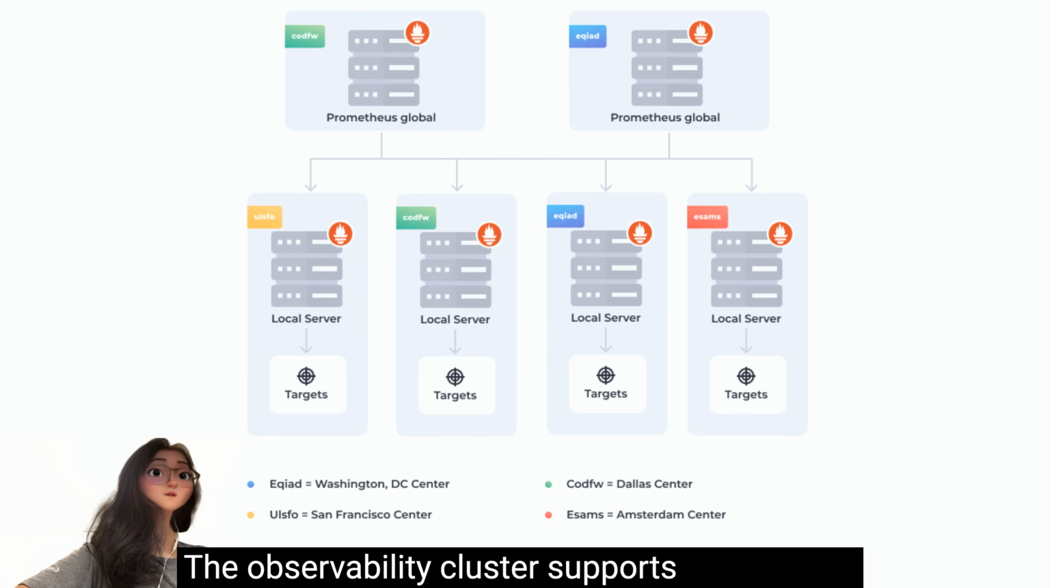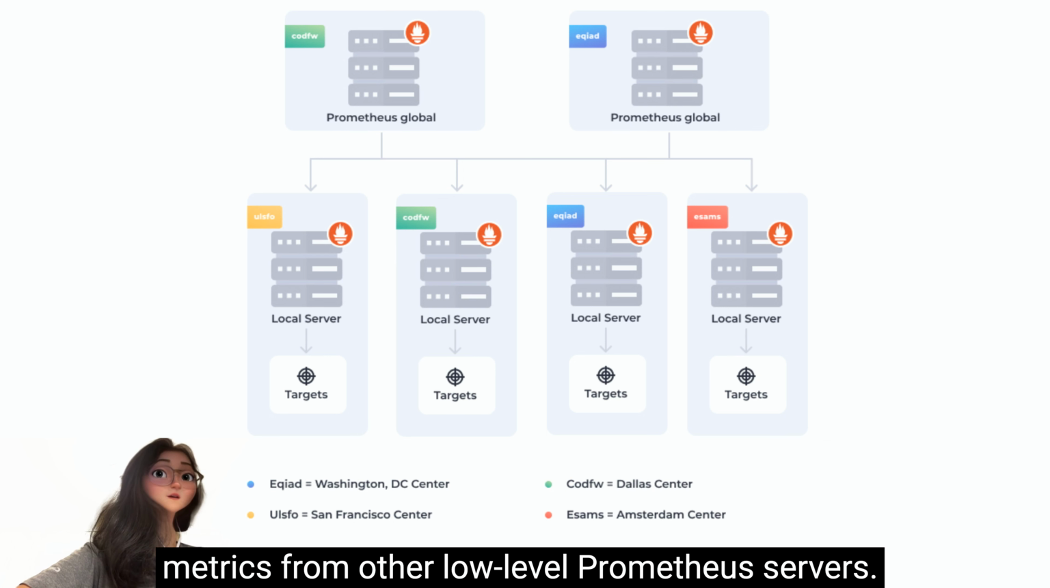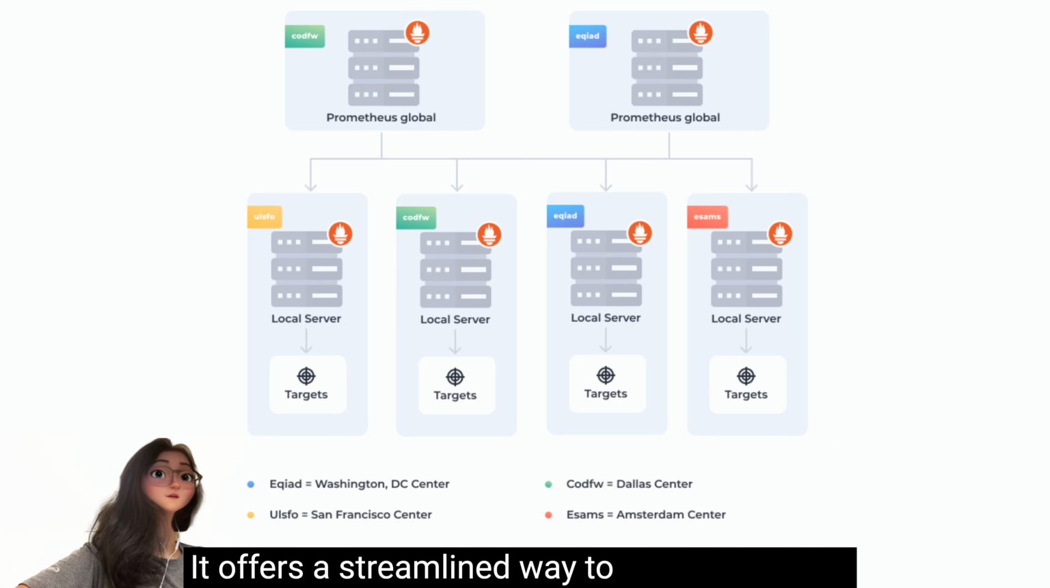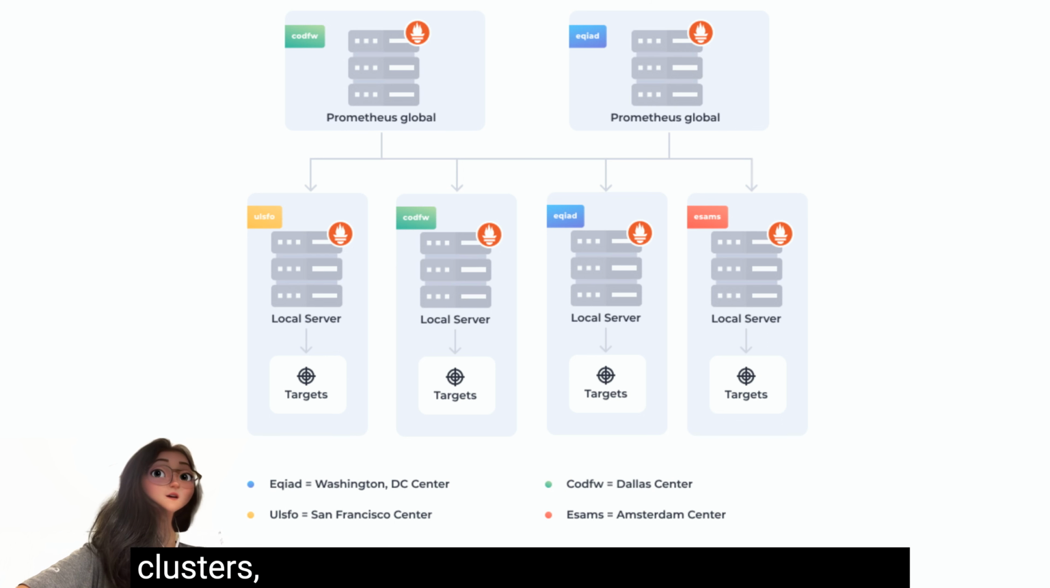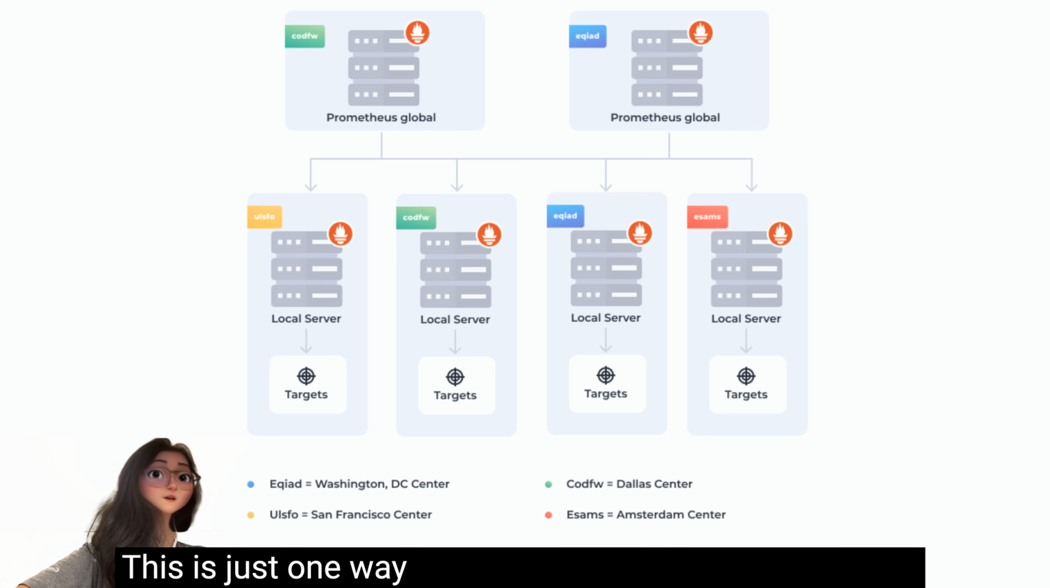Next, let's talk about the Observability Cluster. The Observability Cluster supports the regional approach to federation by allowing federated Prometheus servers to scrape subsets of metrics from other low-level Prometheus servers. It offers a streamlined way to monitor various clusters, enhancing the transparency of your system. This is just one way to provision an observability cluster.